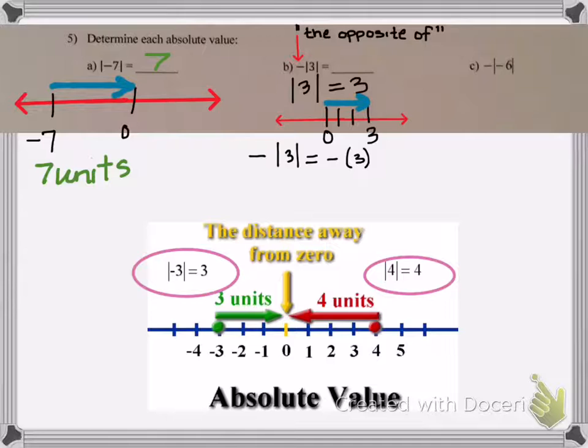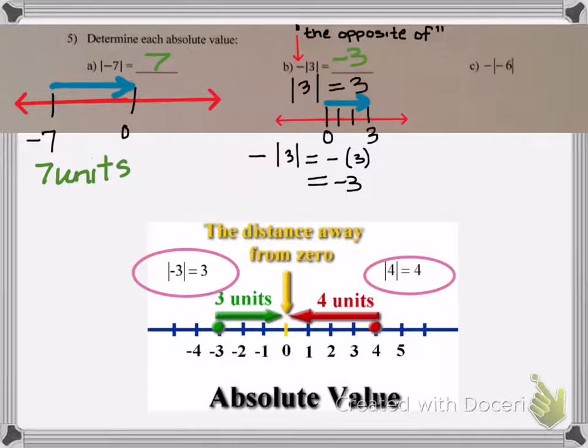So if we replace the absolute value of 3 with just a plain regular 3, because now it's representing a distance, we have the opposite of the number 3. Well, the opposite of 3 is just negative 3.